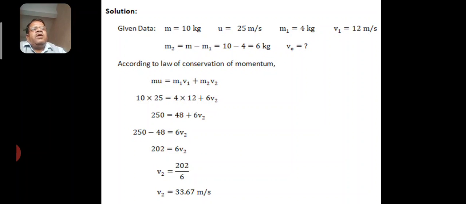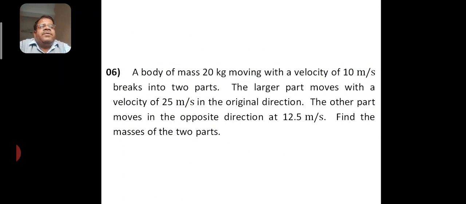Observe here carefully what they have asked. See problem number 6. A body of mass 20 kg, that is m equals 20 kg, moving with a velocity of 10 meters per second, u equals 10 meters per second, breaks into two parts. The larger part moves with a velocity of 25 meters per second. Assume that the mass of the larger part is m1. It is moving with a velocity of 25 meters per second, that is v1.